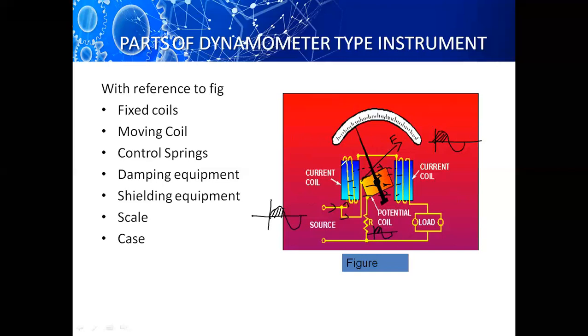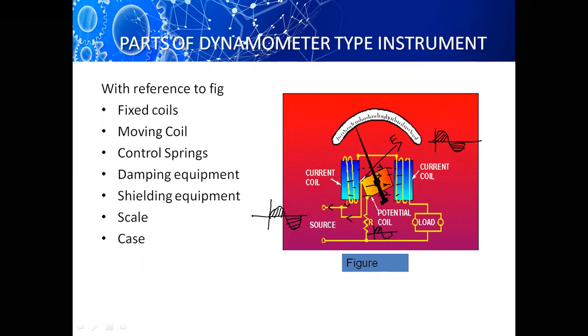So far so good. Let us discuss the negative alternation. Now when there is a negative alternation of the source current, you will have a negative alternation of current in the current coil. That means the current in the current coil is no more in this manner. Now currents will get reversed. So you have source current in this manner, and the current in the current coil is reversed. Also the current in the potential coil, which is the moving coil, is reversed.